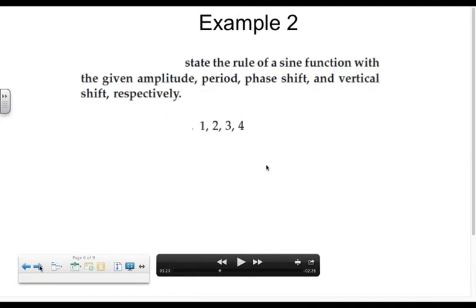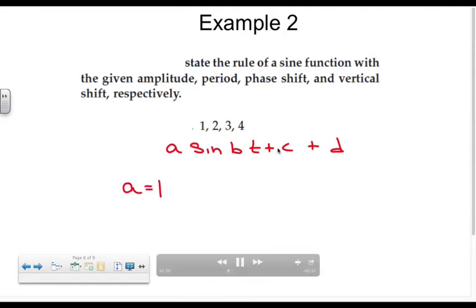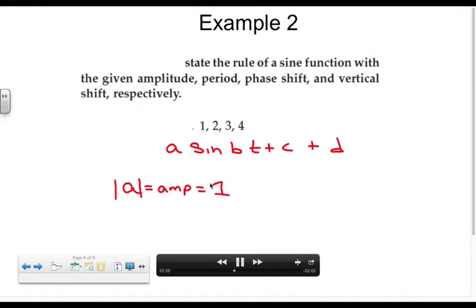Okay, example 2. Now, this is the hard part. We're going to give you the amplitude, the period, the phase shift, and the vertical shift, and you have to work backwards to figure out what a, b, c, and d are. In this problem, I'm going to write down my function first: A sine bt plus c, plus d. A is the amplitude, which is 1, so A is equal to 1. This is almost always the same thing.